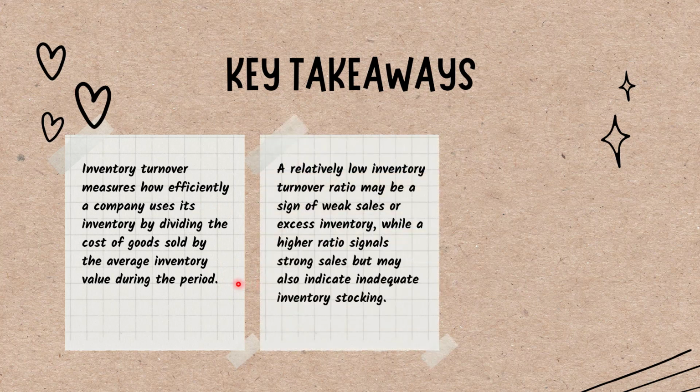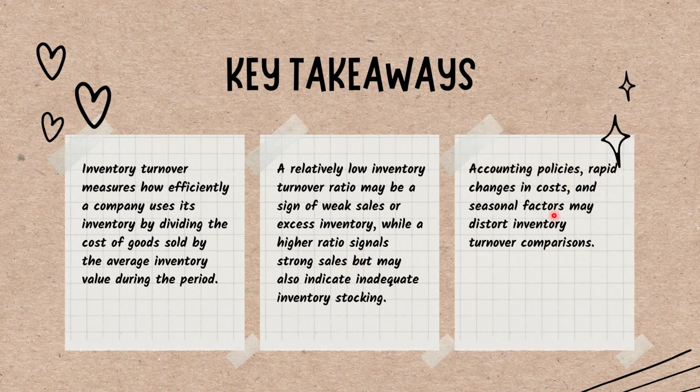A relatively low inventory turnover ratio may be a sign of weak sales or excess inventory, while a higher ratio signals strong sales but may also indicate inadequate inventory stocking. Accounting policies, rapid changes in costs, and seasonal factors may distort inventory turnover comparisons.